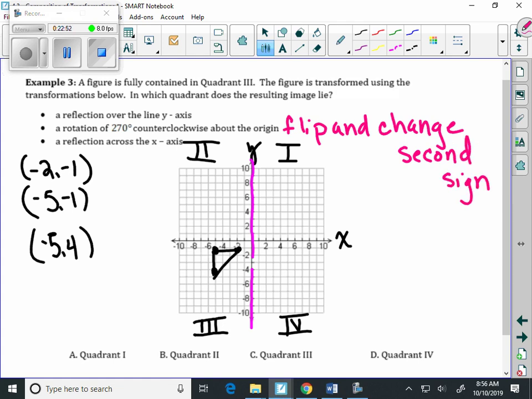So we flip this, and we get -1, -2, change the second sign. -1, -5, change the second sign. 4, -5, change the second sign. And then we can draw our graph. So we have -1, 2. At some point in time, I'm hoping that you're going to correct me.